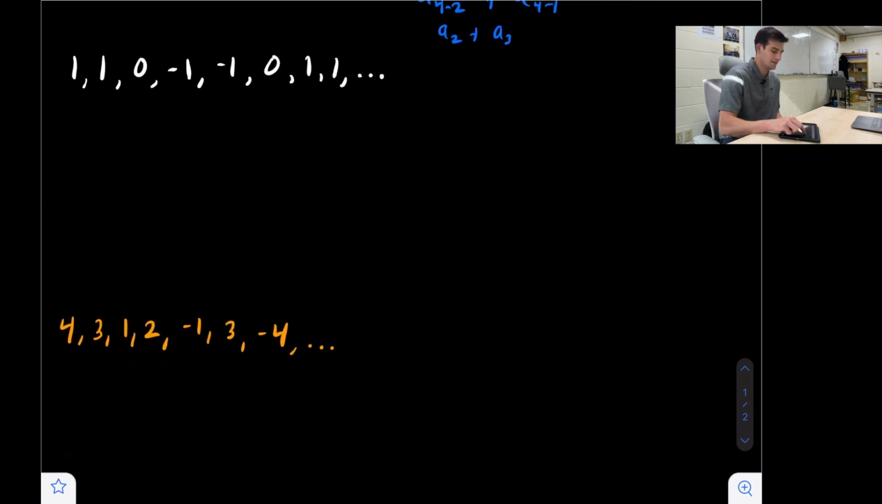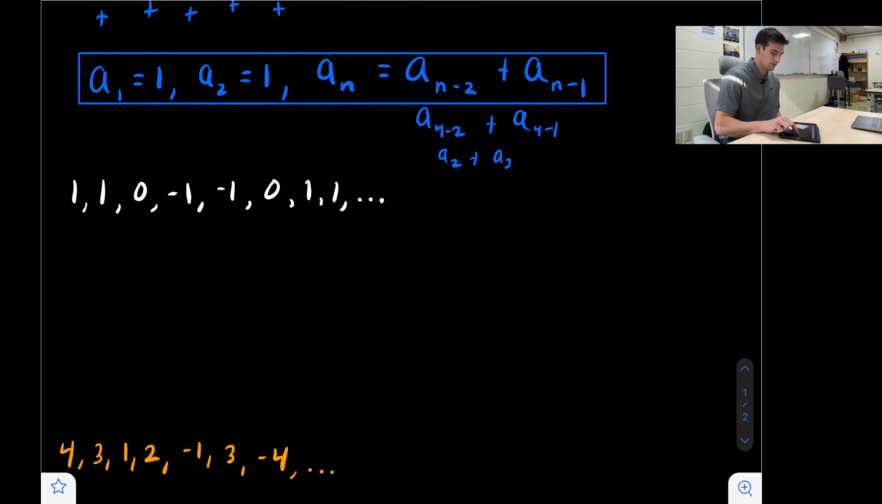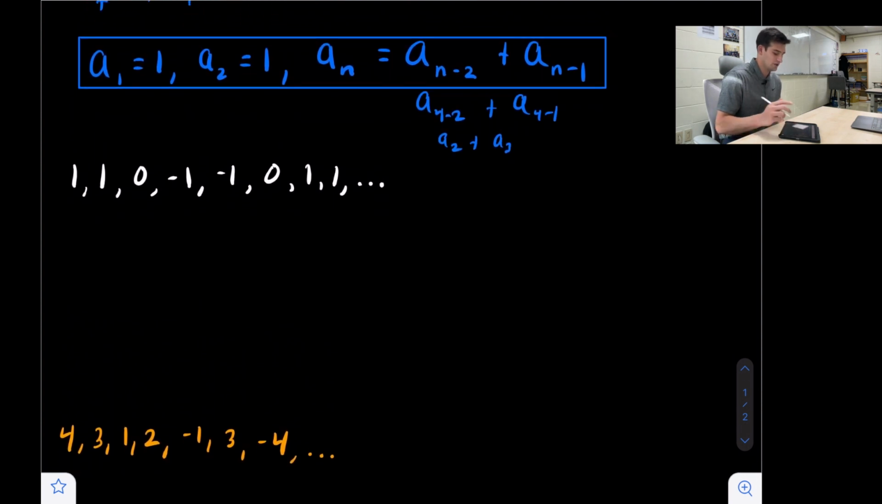We have 1, 1, 0, negative 1, negative 1, 0, 1, and 1. So let's try and figure out what's going on here, okay? Well, right off the bat, we say, okay, how about 1 minus 1, right? Because that's 0, okay? But then we should have 1 minus 0. That means that term, the fourth term, should be 1, and it's negative 1. So we know that's not what is happening, okay?